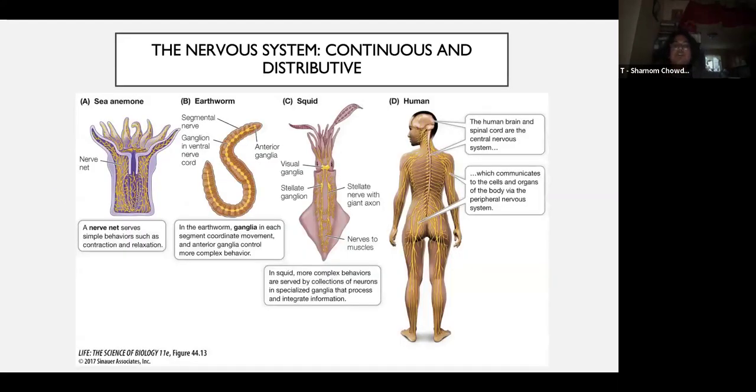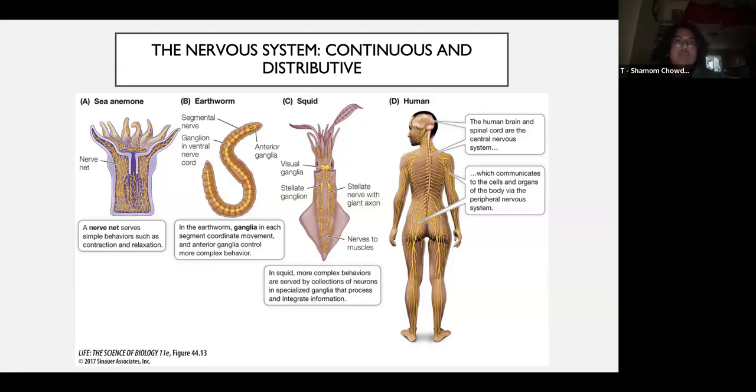So nervous systems are organized completely differently throughout lots of animals. In sea anemones, you have a nerve net. That's only for simple behaviors, to contract or relax. In earthworms, you have ganglia within each individual segment. The ganglia in each segment actually help coordinate movement. And then the anterior ganglia here control more complex behavior. In a squid, you have more complex behaviors from neurons and specialized ganglia that help process and integrate information.